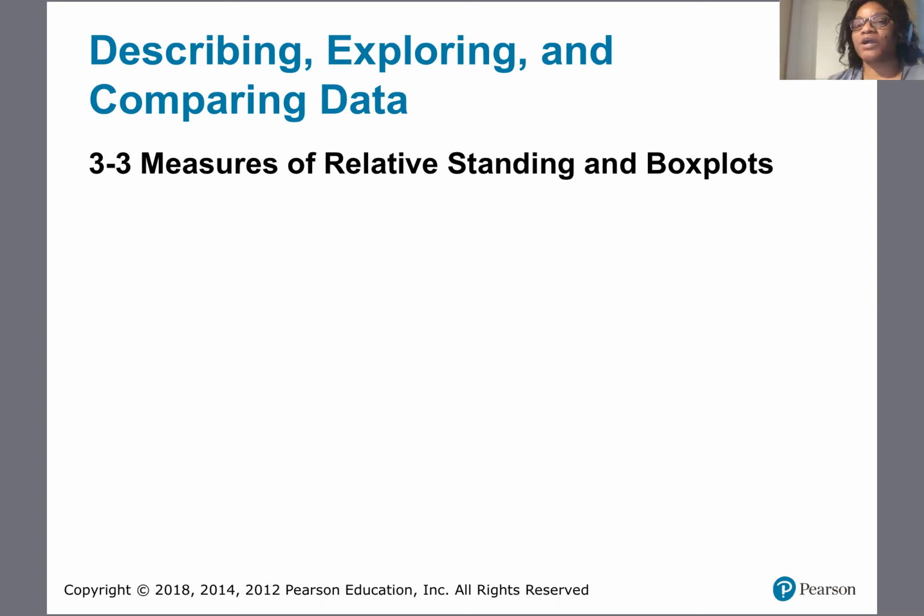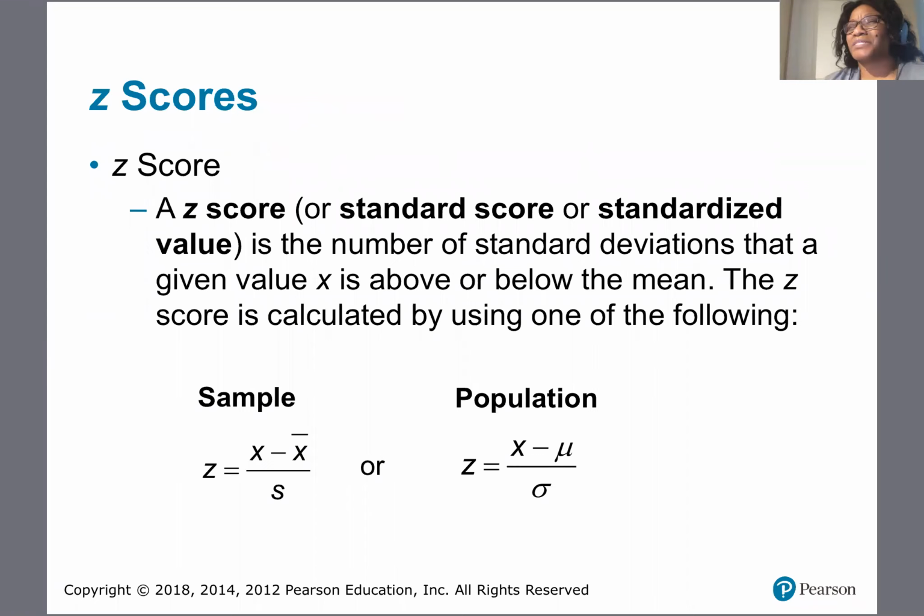So when we talk about measures of relative standing, we're really talking about z-scores. A z-score is simply a standardized value, and it's the number of standard deviations that a given value x is above or below the mean. Now the z-score is calculated by using one of the following.